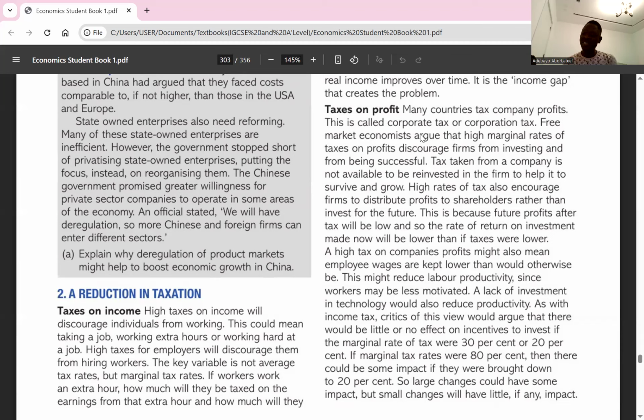So if government increases marginal tax rates, firms will be discouraged to increase their output. They will not want to invest. Why? Because they are paying more. The amount of tax they pay cannot be reinvested into the business. So whatever they do, they cannot extend, they cannot expand, they cannot be successful because they are paying more taxes. So a high tax on companies' profits might also mean employees' wages are kept lower.